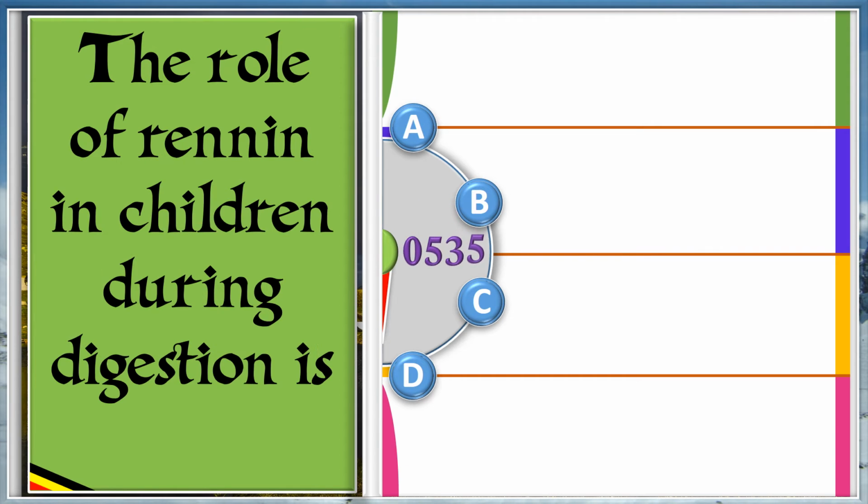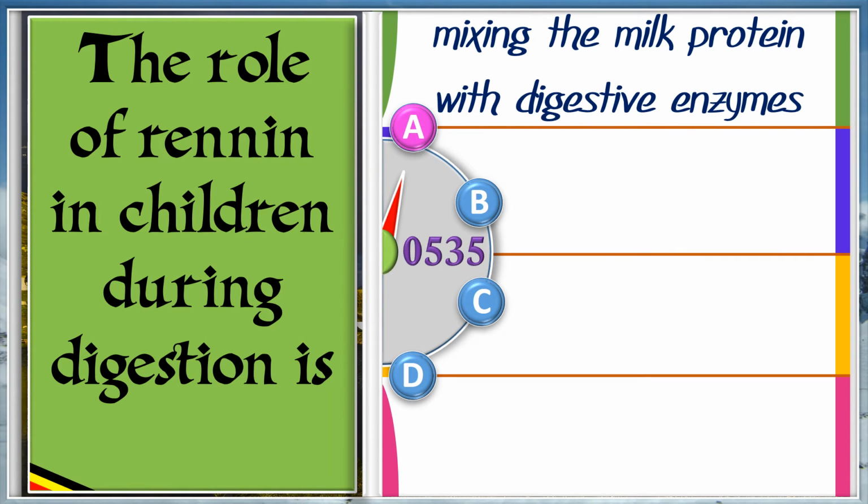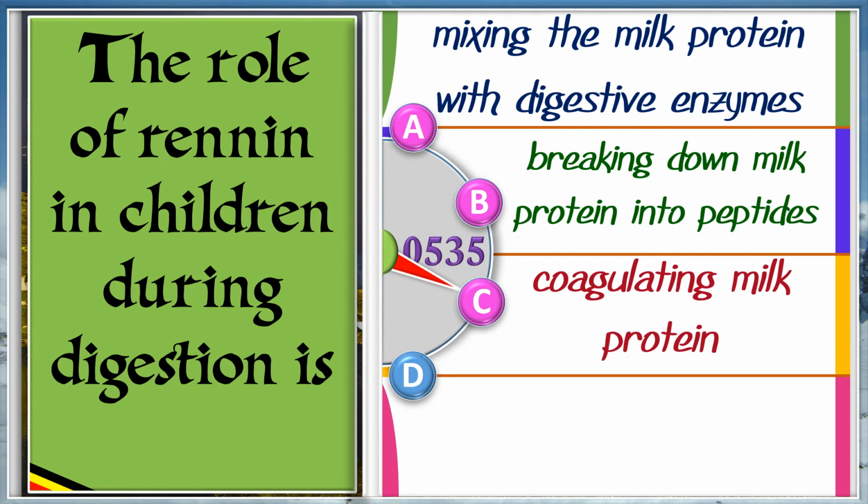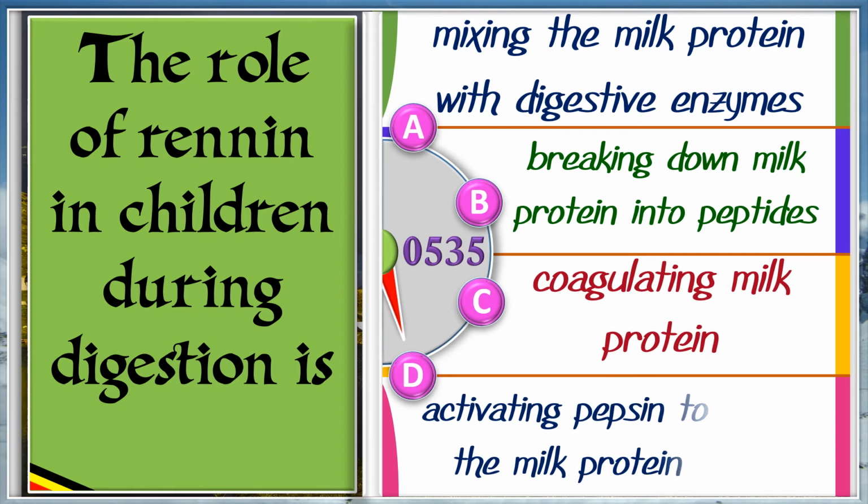The role of renin in children during digestion is A. Mixing the milk protein with digestive enzymes. B. Breaking down milk protein into peptides. C. Coagulating milk protein. D. Activating pepsin to digest the milk protein. And the answer is C. Coagulating milk protein.